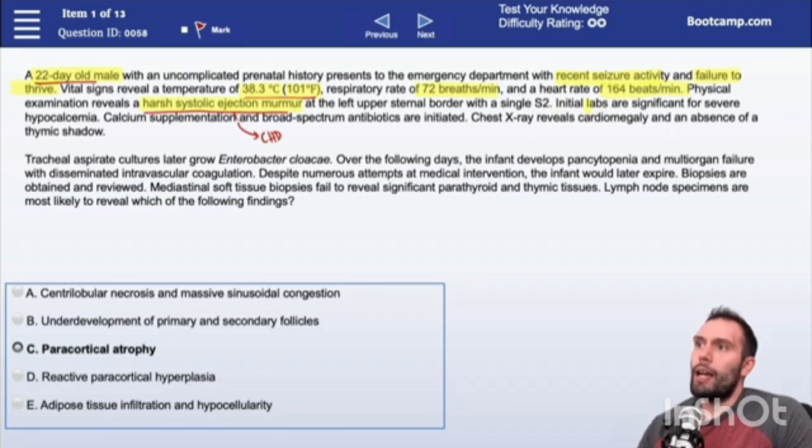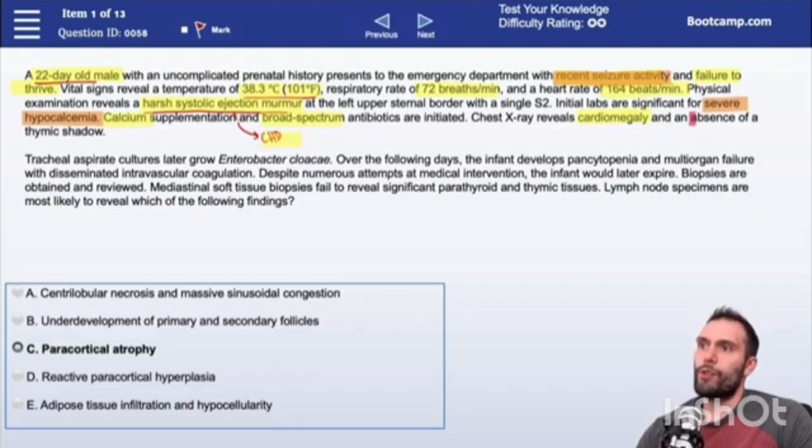So the initial labs that are done on this infant are significant for severe hypocalcemia. Remember, hypocalcemia in general is one of those electrolyte derangements that can potentiate seizure. Calcium supplementation and broad spectrum antibiotics are initiated. Okay, so the antibiotics probably because the child's febrile, and then again the calcium because they're hypocalcemic. Chest x-ray reveals cardiomegaly, right? That might have something to do with the murmur that we heard here, and an absence of a thymic shadow.